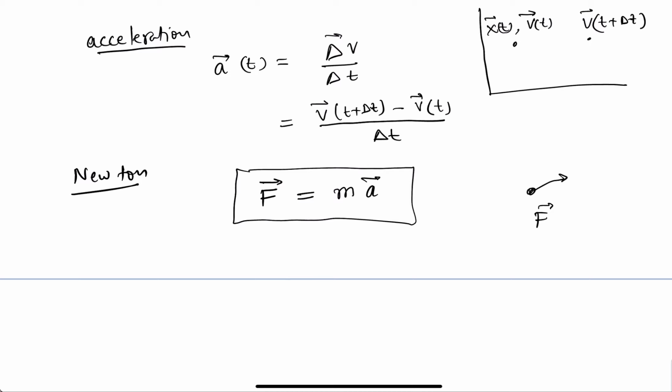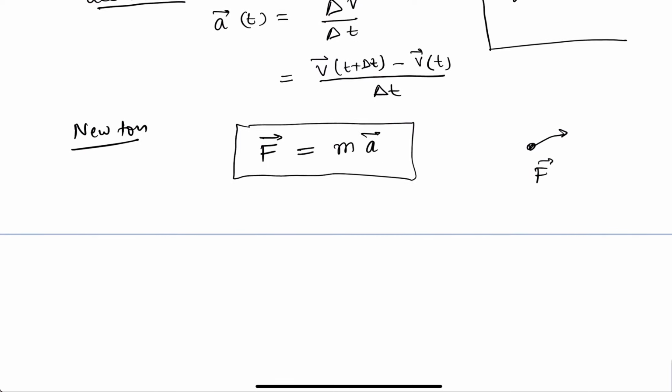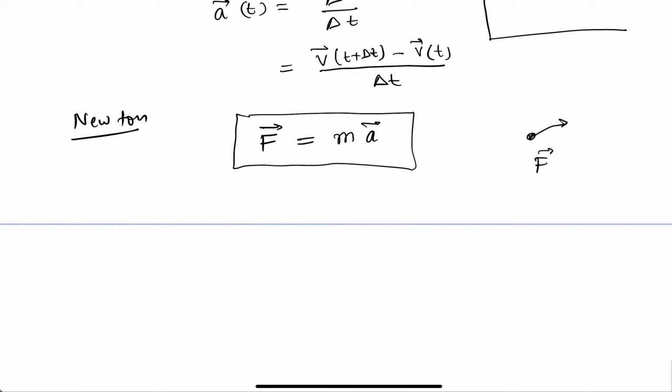the information of x indirectly, because a contains the information of change in velocity and v contains the information of change in position. So once you know how a changes based on what force is being applied, you can find out how the position of the object would change in time. Okay, so this is what Newton says.